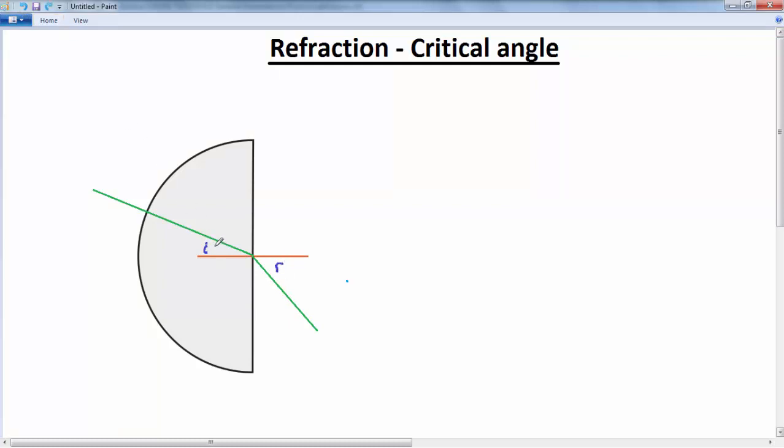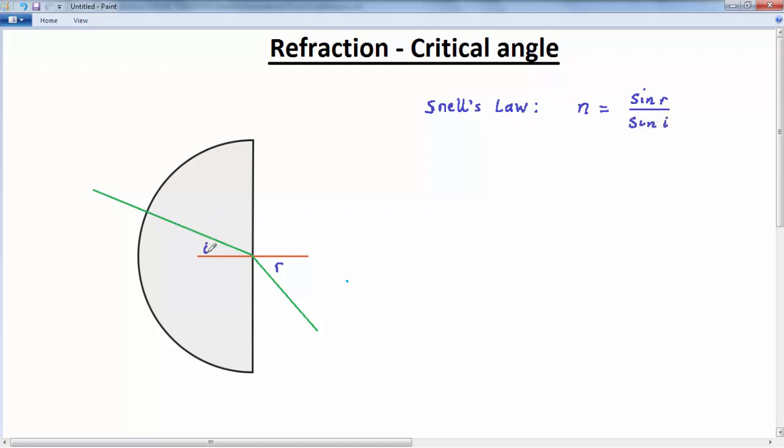So according to Snell's law, when a beam of light passes from a high density medium into air, which we will assume has a refractive index of very, very nearly 1, so we'll call that 1, then we can say that the refractive index of the glass is equal to sine of r, the angle of refraction, divided by the sine of the angle of incidence.